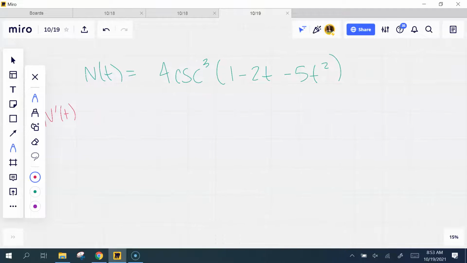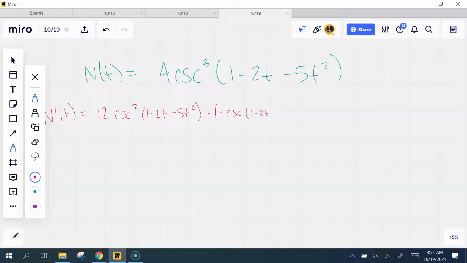Make sure you have enough room. Well, I think I got it. Power rule first. 12 cosecant squared of 1 minus 2t minus 5t squared. Now derive cosecant. Yes. So that's negative cosecant.